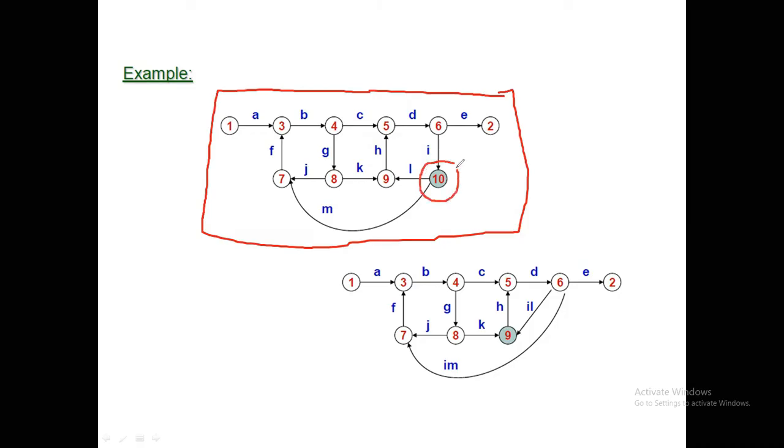Now if you observe, if I remove this node 10, we get the connections from the 6th node. So the 6 is changed like this: I, L, I, L, and from 6 directly we move to 7. So it is I, M, I, M. Okay, so this is the reduction of 10. Here the 10 is removed.